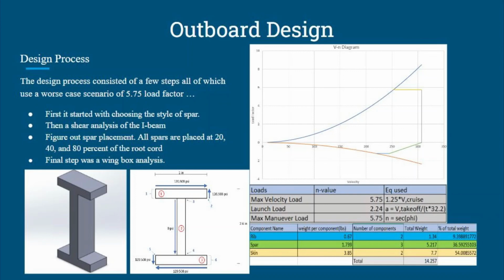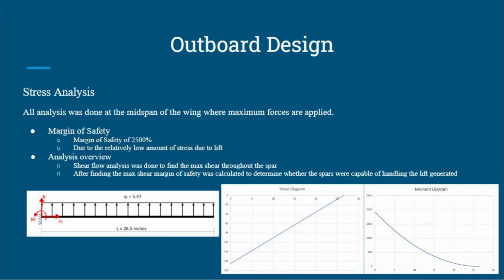With all of that in mind, the first step was to choose a spar design, then do analysis on the spar design as well as figure out placement, then do analysis on the wing boxes. All additions to the structure accounted for 36% of the weight, spars 9% of the weight, ribs, while the rest of the weight was in the skin and miscellaneous structures. All stress analysis was done at the midspan of the wing. In doing so, the largest forces were accounted for. This gave a margin of safety of 2,500% caused by the low stress on the material and gave maximum shear flow and bending of our spars.